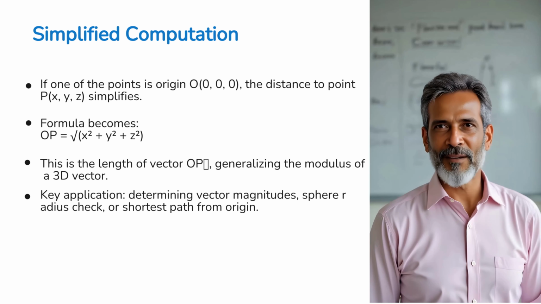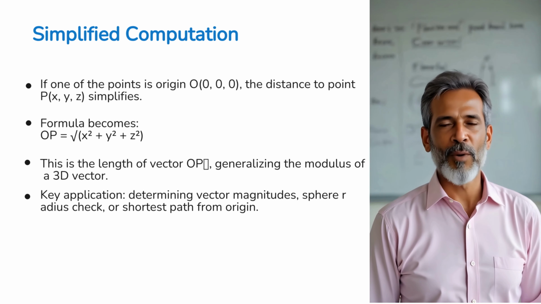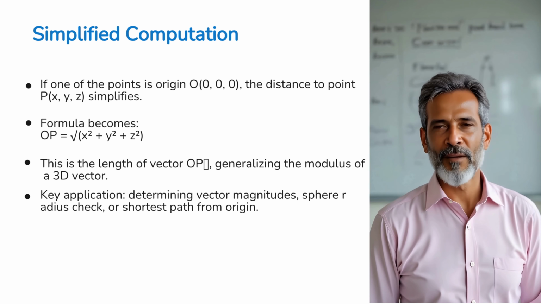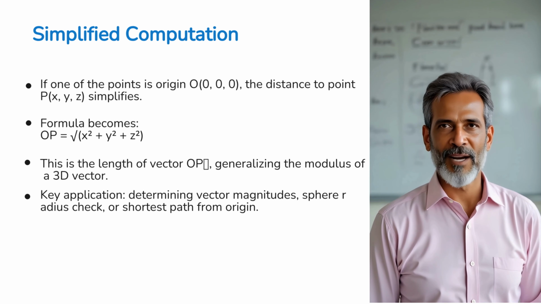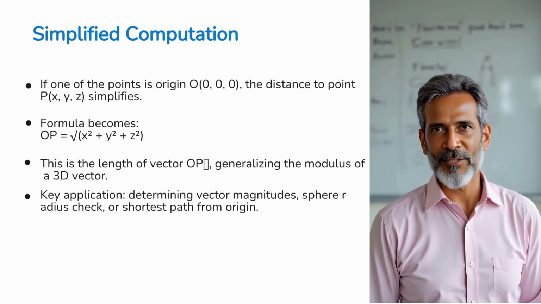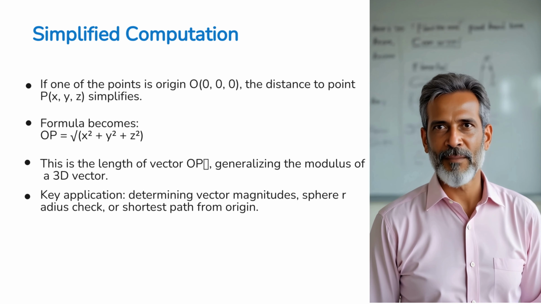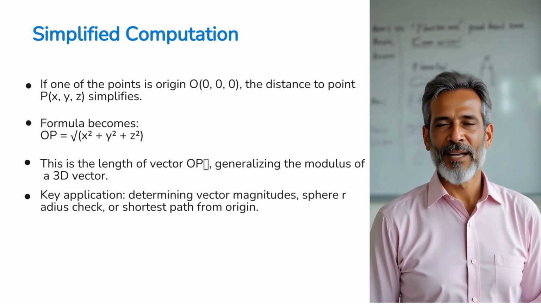Here's a special, simpler case to remember. When one point is the origin 0, 0, 0, and the other point is P with coordinates x, y, z, finding the distance is easier. The formula becomes the distance OP equals the square root of x squared plus y squared plus z squared.